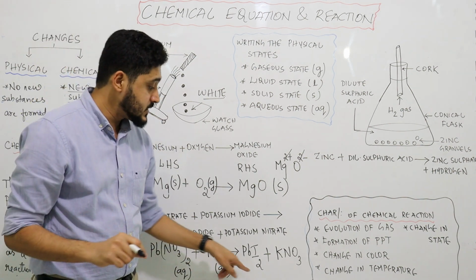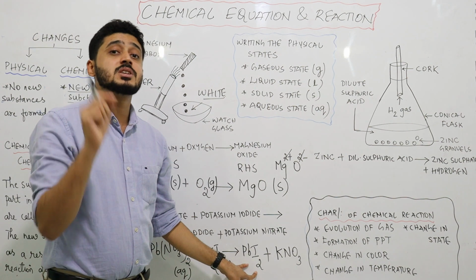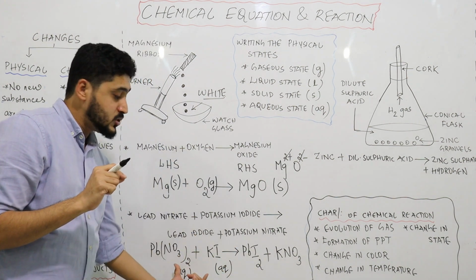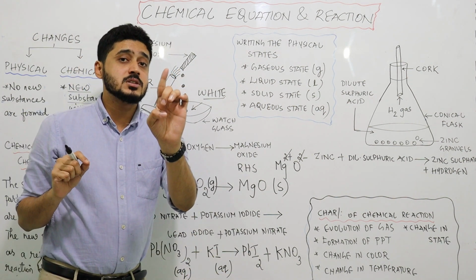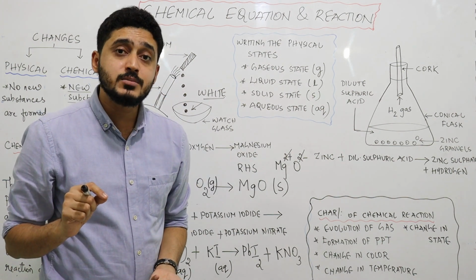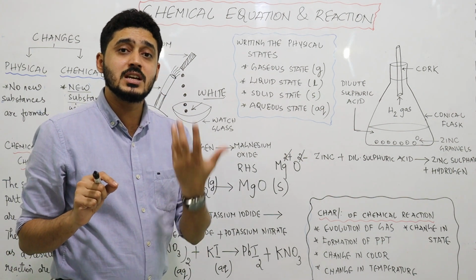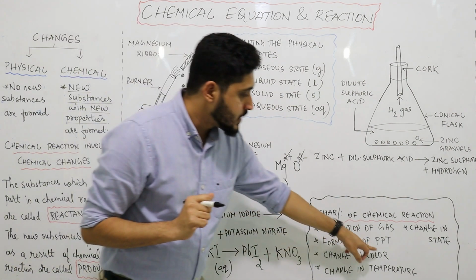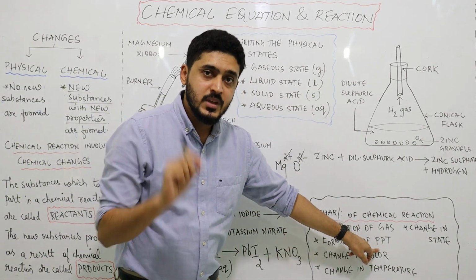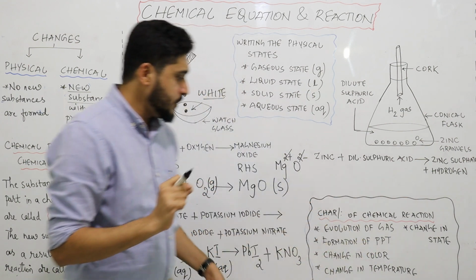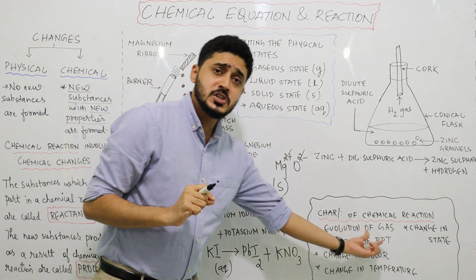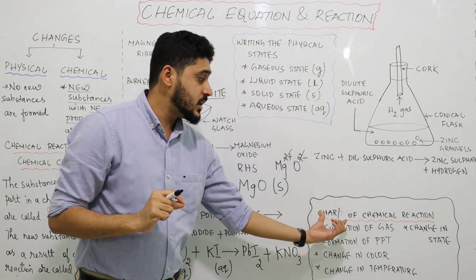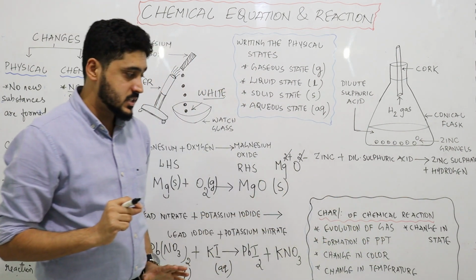Now you see here, guys, an insoluble substance is formed whenever these two solutions are mixed. Now what is an insoluble substance? Insoluble substances in a given reaction are known as precipitates. Here I have written it as PPT. It is known as a precipitate. So whenever there is a formation of precipitate, you can say a chemical reaction has taken place.